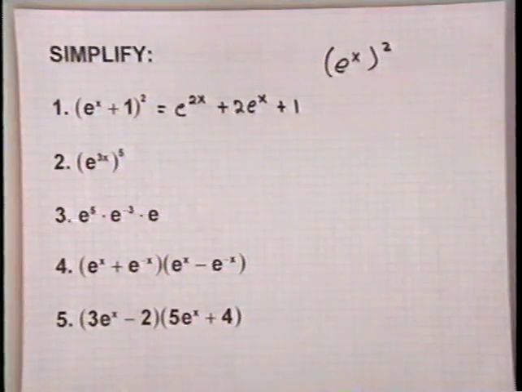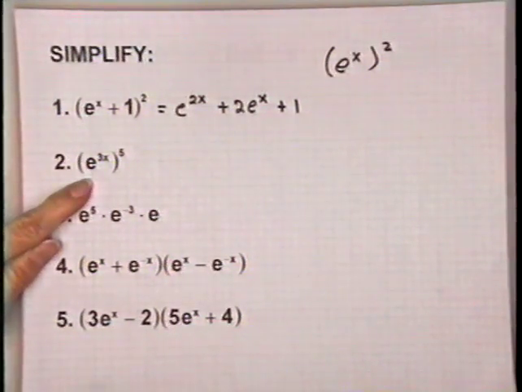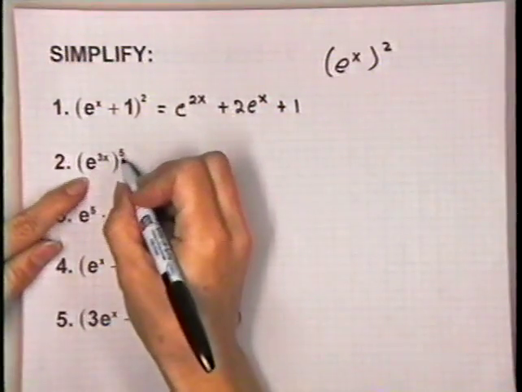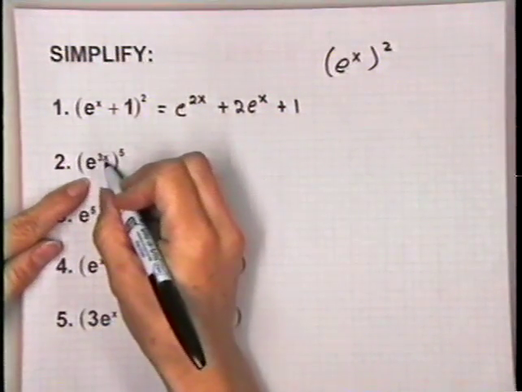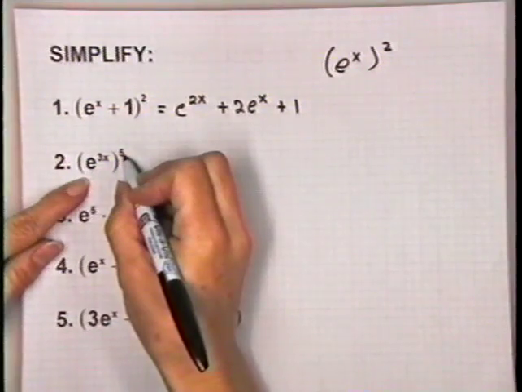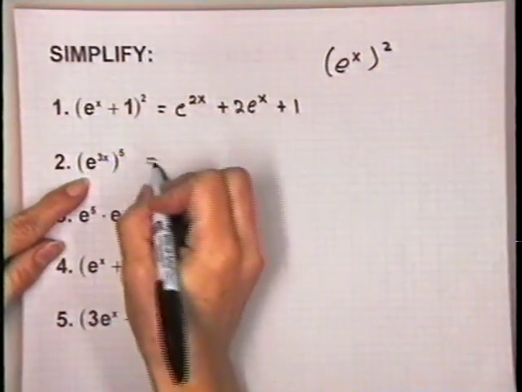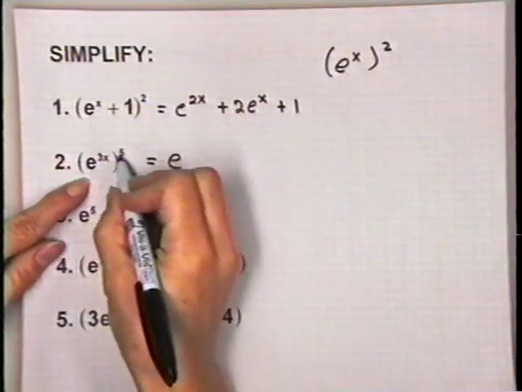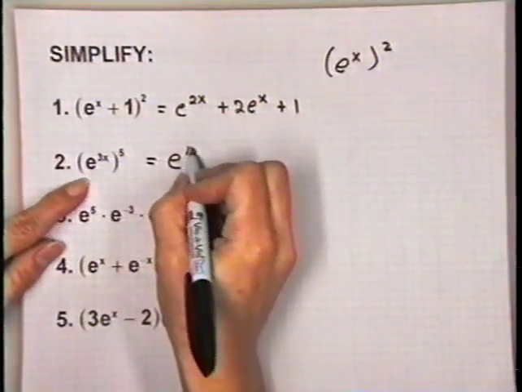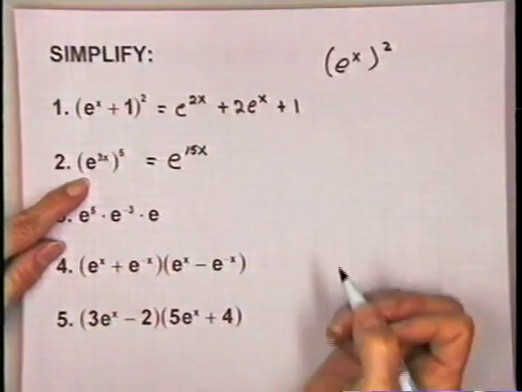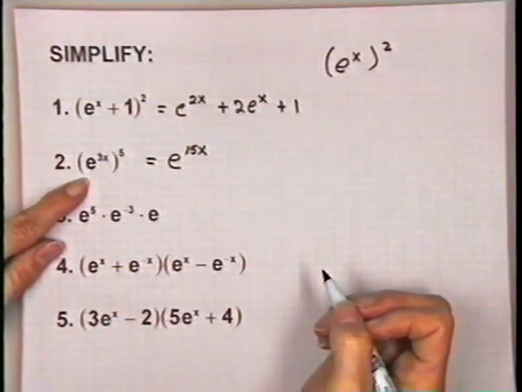Okay? Number 2, we have e to the 3x quantity to the 5th power. I have a power to a power. So what is my rule? Multiply exponents. So I'm going to write e. When I multiply these exponents, I get 15x, e to the 15x.